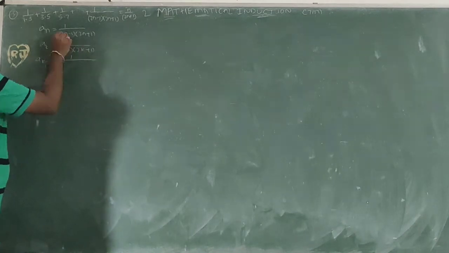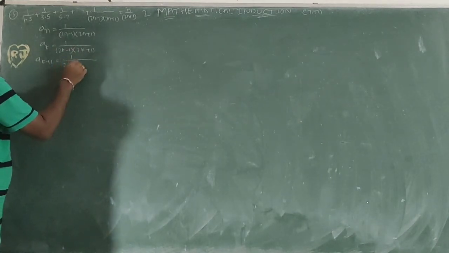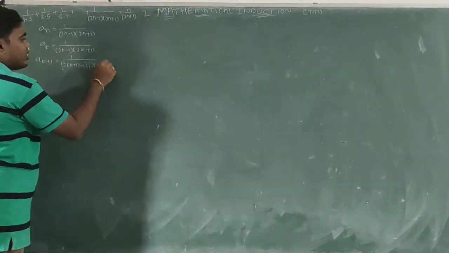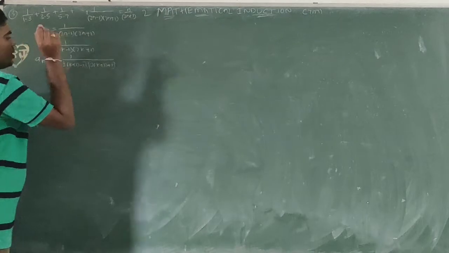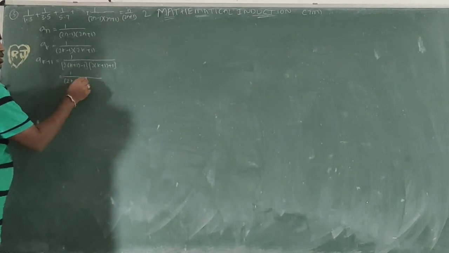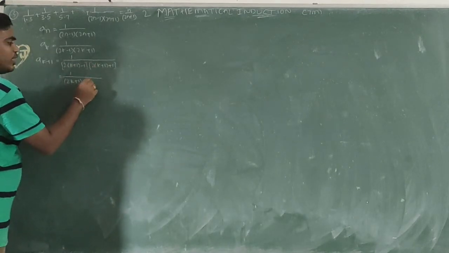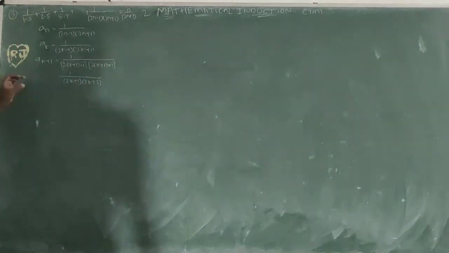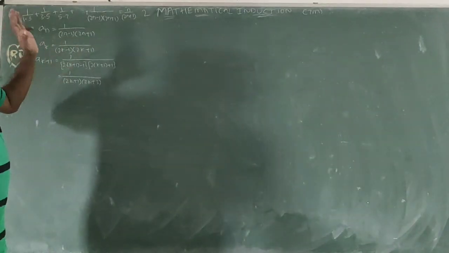1 by (2 into (k plus 1) minus 1)(2 into (k plus 1) plus 1). Now 1 by 2 into k, 2k; 2 into 1, 2 minus 1, 1; 2 into k, 2k; 2 into 1, 2 plus 1, 3. So we are adding this term on both sides in the third step.